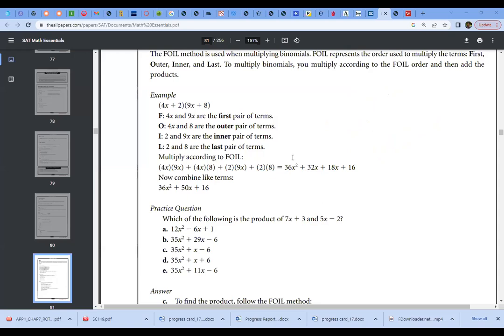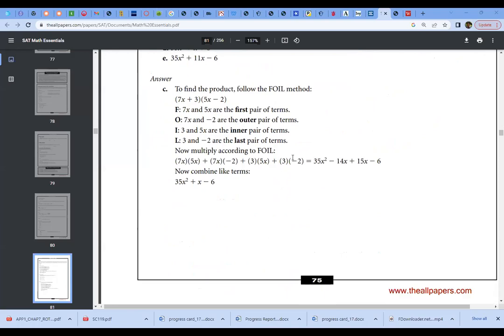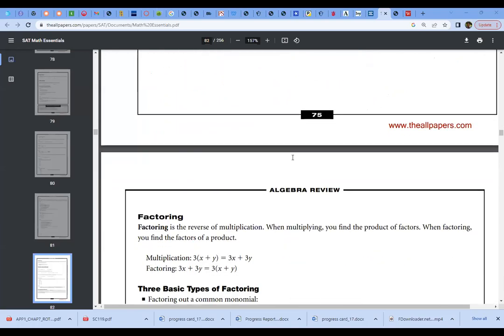Okay, the answer is C. MashaAllah, most of you answered right. Factoring. This is the heavy part. Factoring is the reverse of multiplication. When multiplying, you find the product of factors. When factoring, you find the factors of a product. So for example, if you multiply 3 by x plus y, it's going to be 3x plus 3y. If you need to factor, you need to go back to before the multiplication. You need to take the 3 out as a common factor, so 3 is going to be outside and x plus y is going to be the other term.